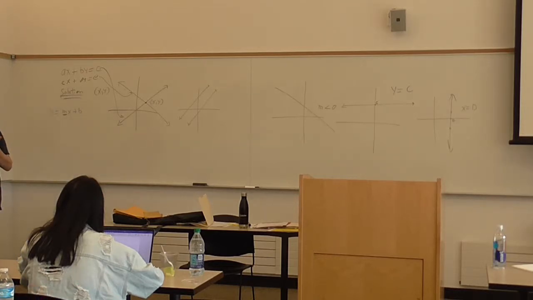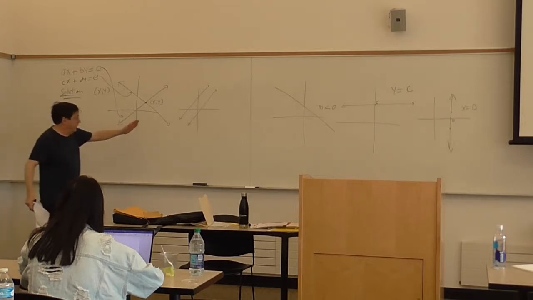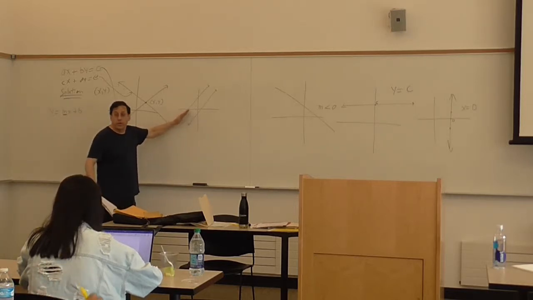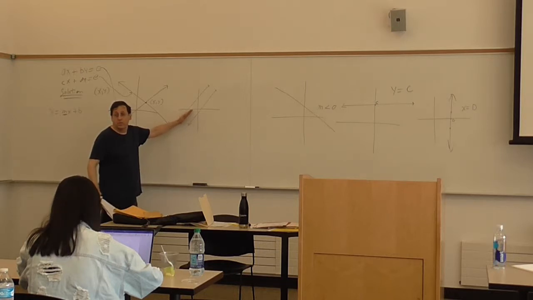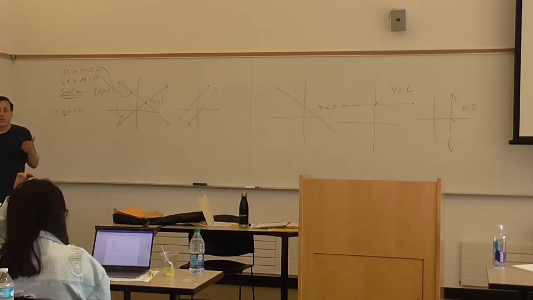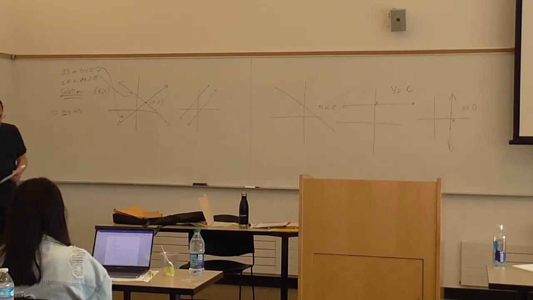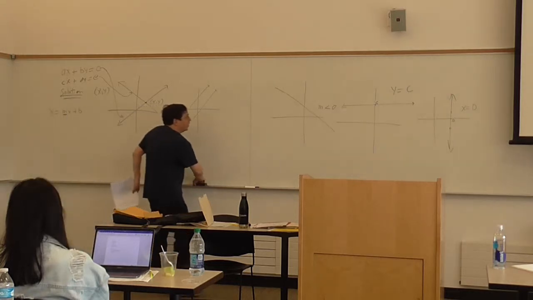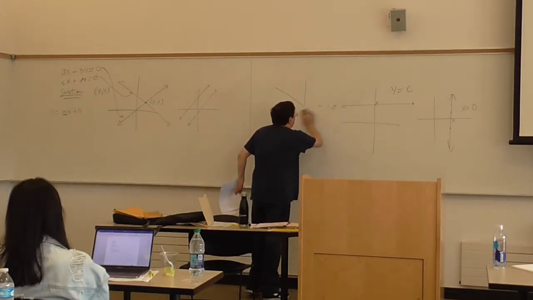Now, if their slopes are the same, it is possible that they don't intersect. There's one other possibility, which is they could be the same line, in which case every point on the line is a solution. The solution is the entire line. Okay, those are the two gotcha possibilities.